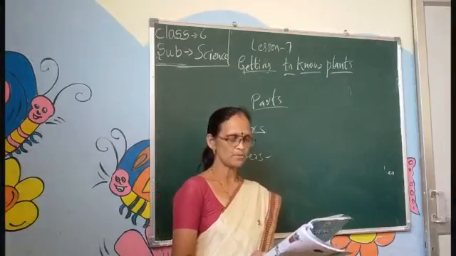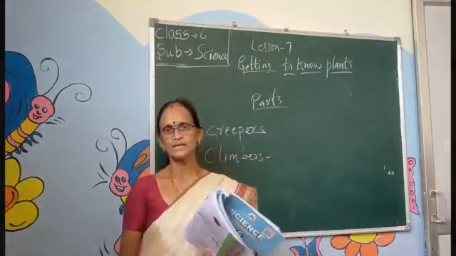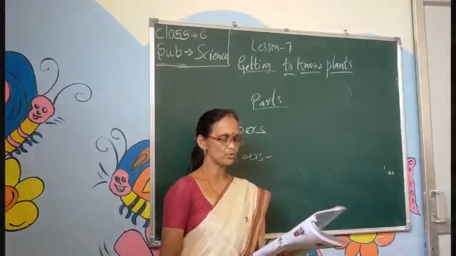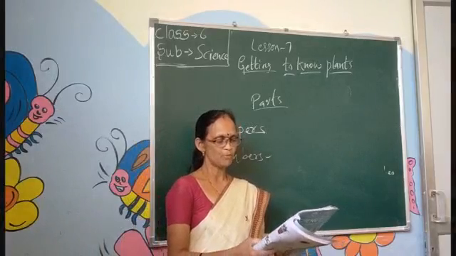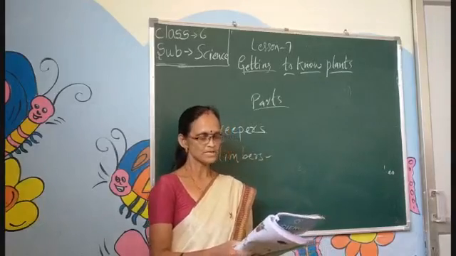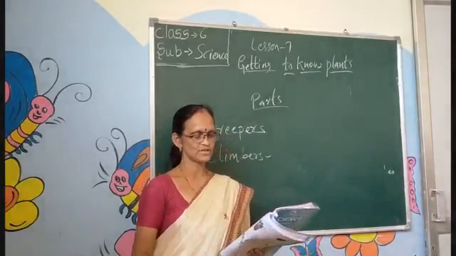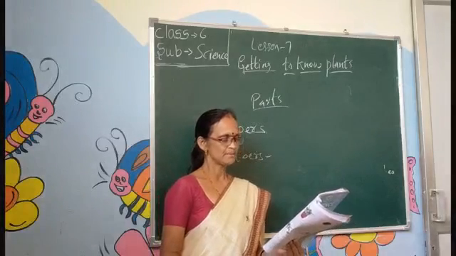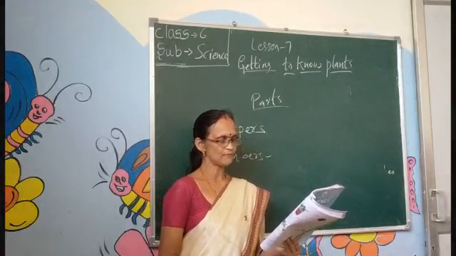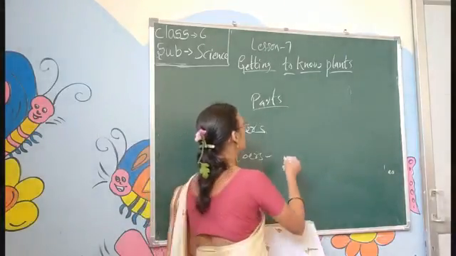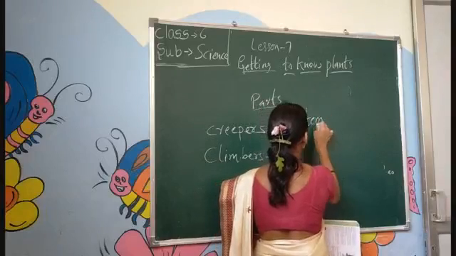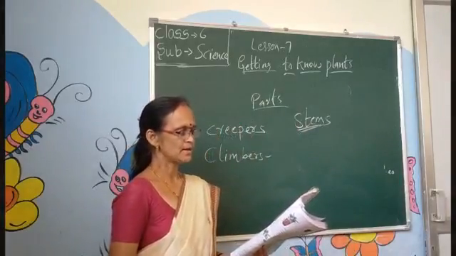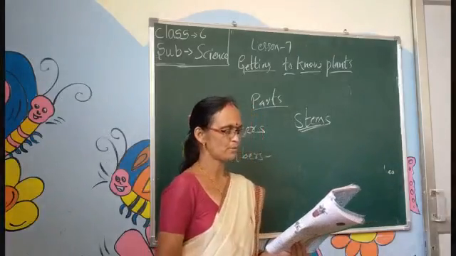Yes, now let us talk about the stem. Observe closely the stems of different plants around you. Note the different structures and parts borne by the stem. Compare your observation with that of your friend. What do you find? Stems bear leaves, branches, buds, flowers and fruits. So now we are talking about one part of the tree, that is the stem.